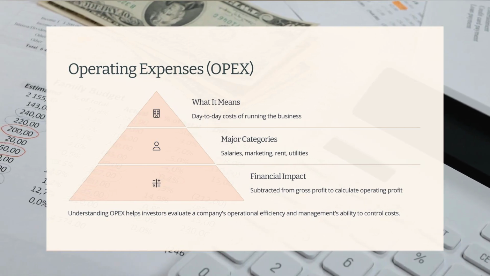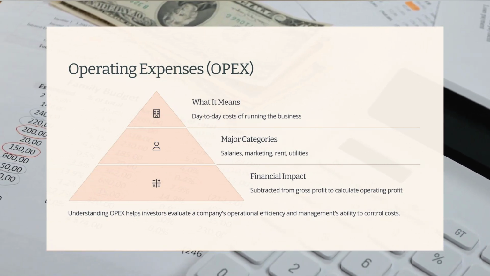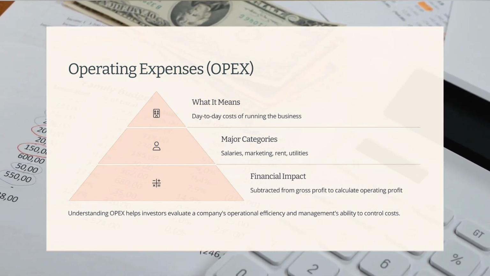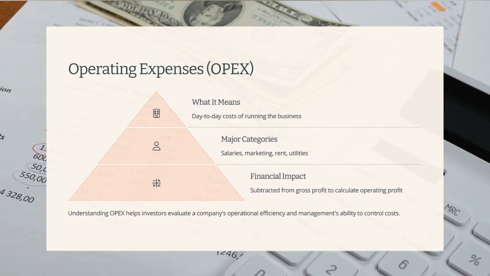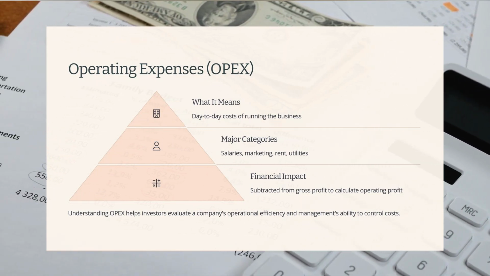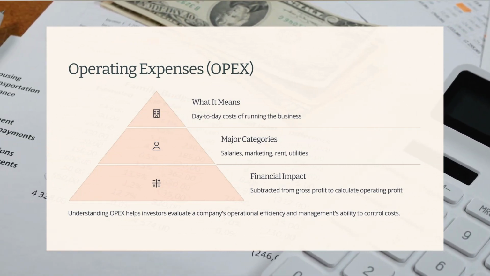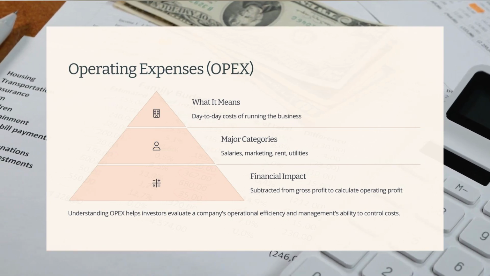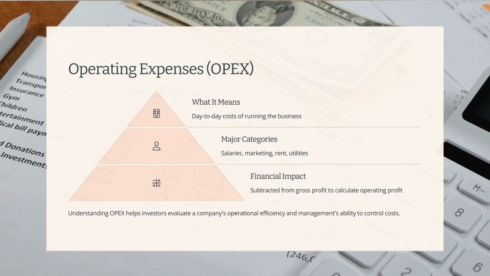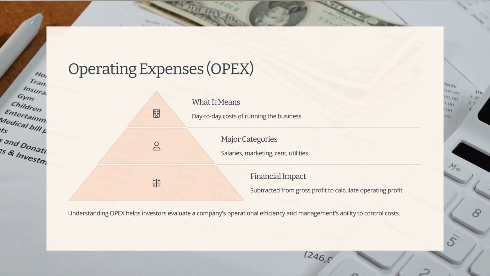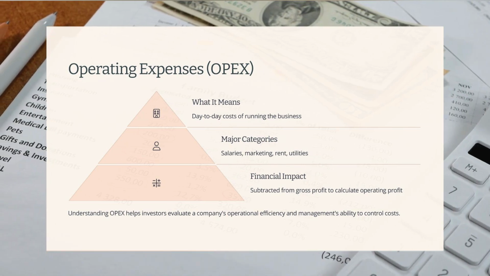Operating expenses, or OPEX, are the day-to-day costs of running a business. These include salaries, rent, utilities, and marketing. When you subtract OPEX from gross profit, you get operating profit. Understanding these expenses helps investors evaluate how well a company manages its resources and controls costs.